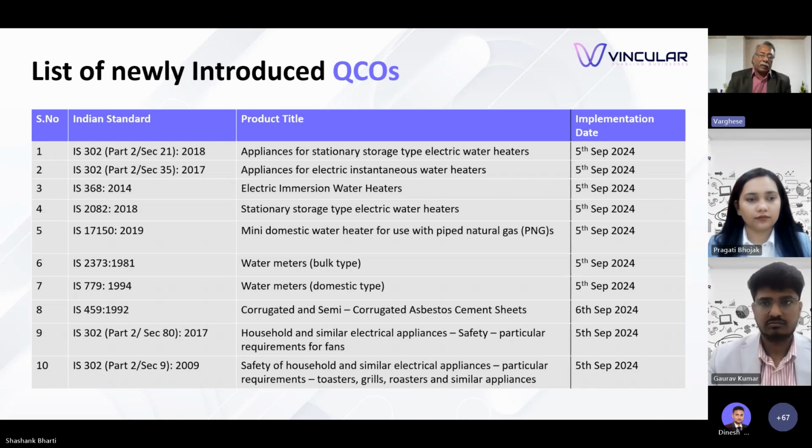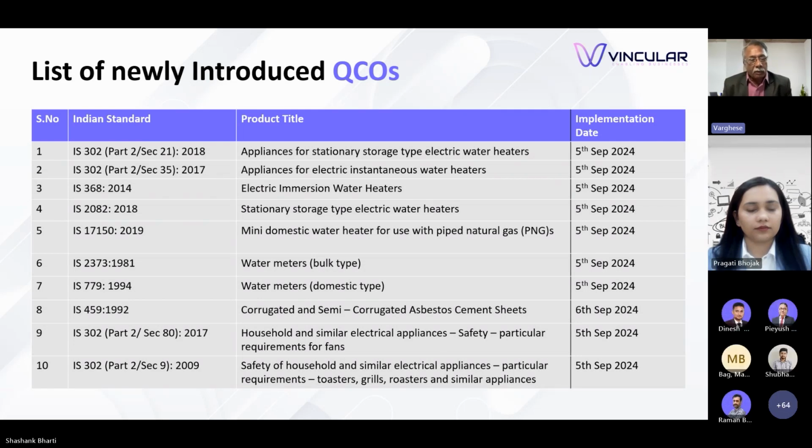Maybe we will have exclusive detailed seminars on these products, which will definitely help you to understand these standards.